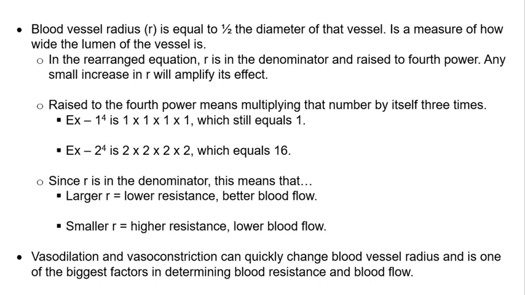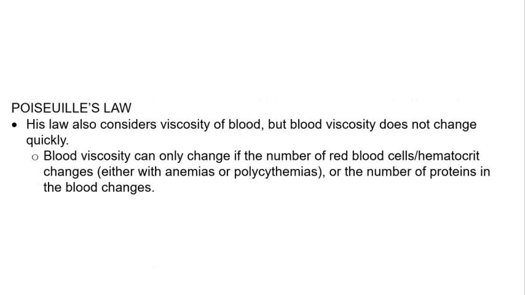Both vasodilation and vasoconstriction can quickly change blood vessel radius, and it's one of the biggest variables in determining blood resistance and blood flow. His law also considers the viscosity of blood, but blood viscosity does not happen to change very quickly. Blood viscosity can only change if the number of red blood cells, or the hematocrit, changes, either with anemias or polycythemias, or if the number of proteins in the blood changes.